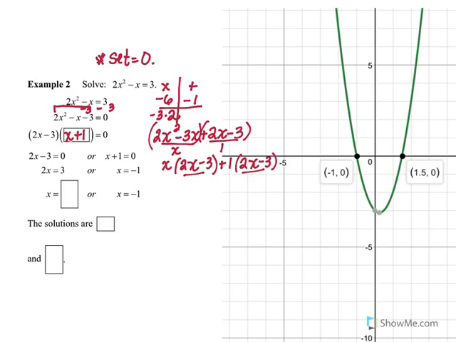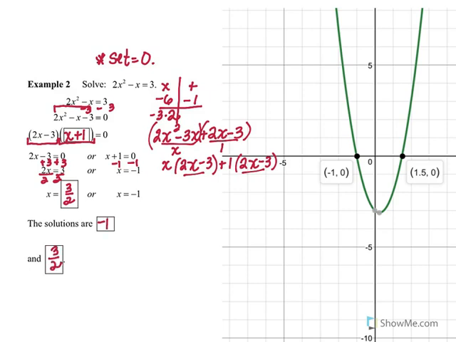Now that I have it set equal to 0 and I have it factored, I set each factored piece equal to 0. So 2x minus 3 is 0 and x plus 1 is equal to 0, and then solve each one respectively. So x equals 3 halves, and when I subtract 1, x is also equal to -1. So my solutions are -1 and 3 halves.